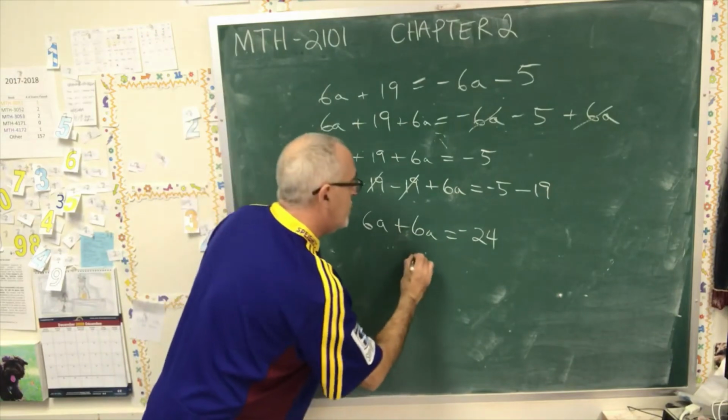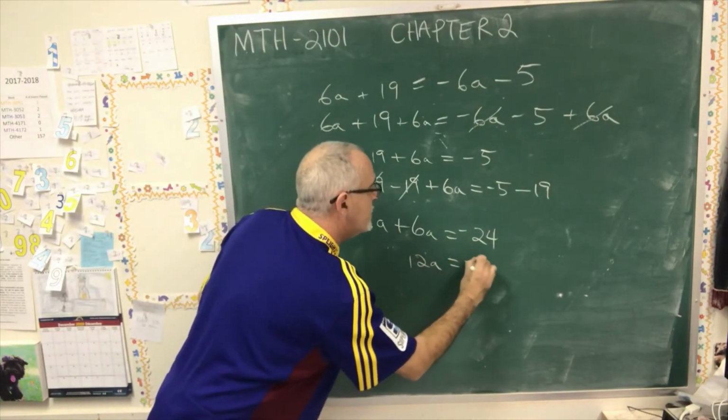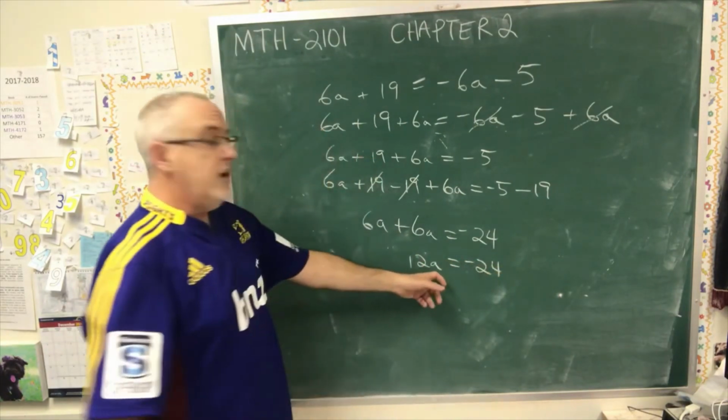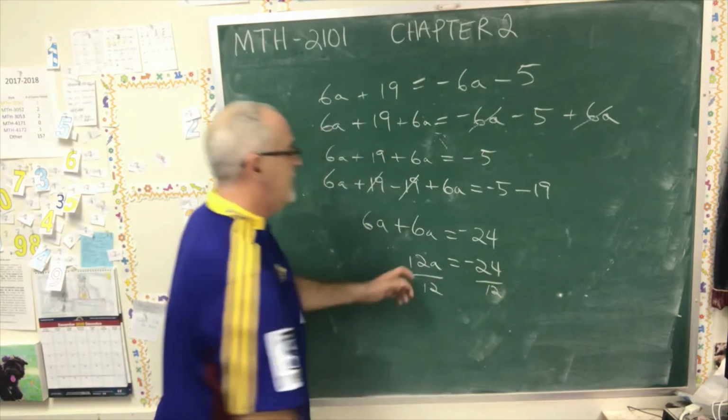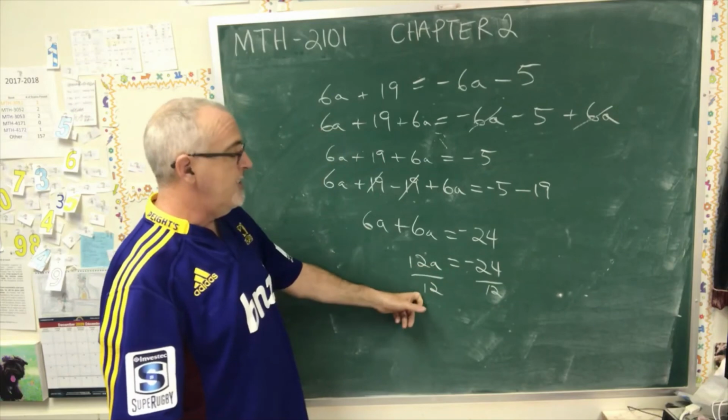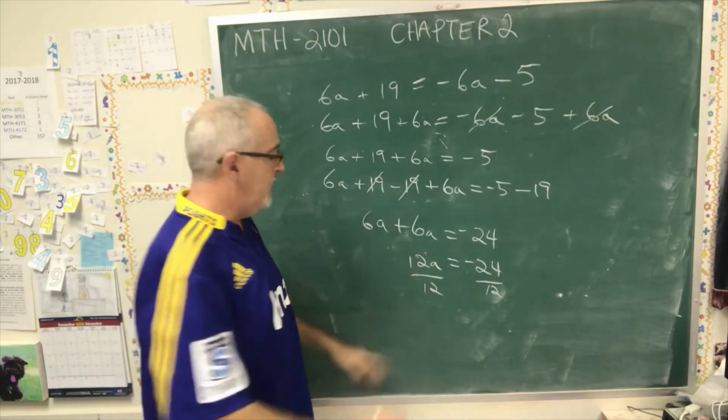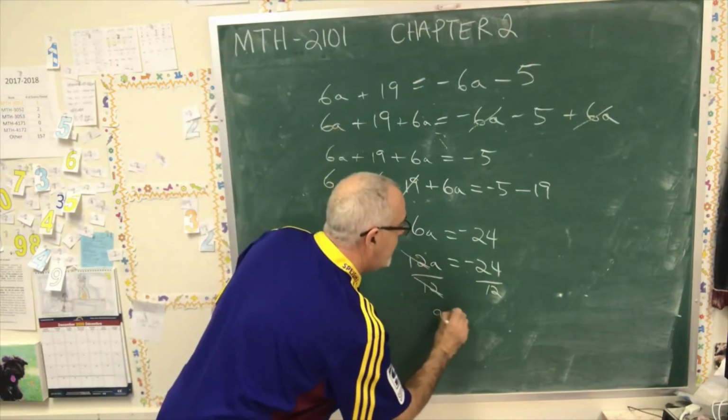6a plus 6a is 12a. Now I've combined similar terms on the left side as well. I don't want that 12 there, so I divide both sides by 12. The opposite of multiplying by a 12 is dividing by a 12. Do it on both sides, and you're good. Cancel, cancel. A equals negative 2.